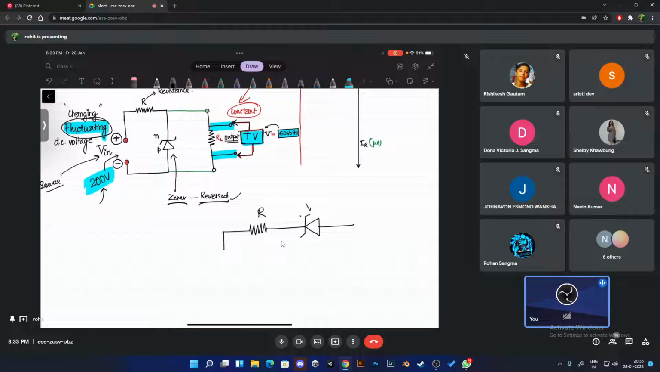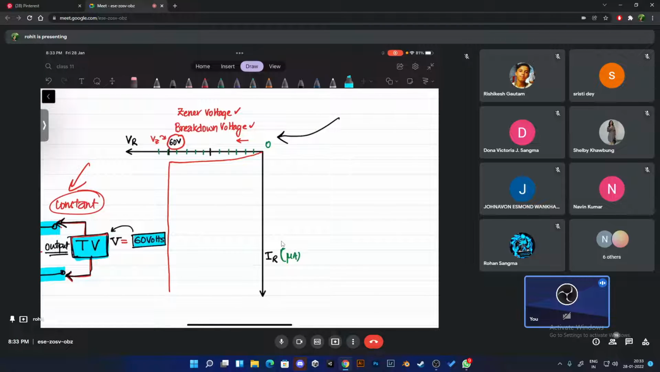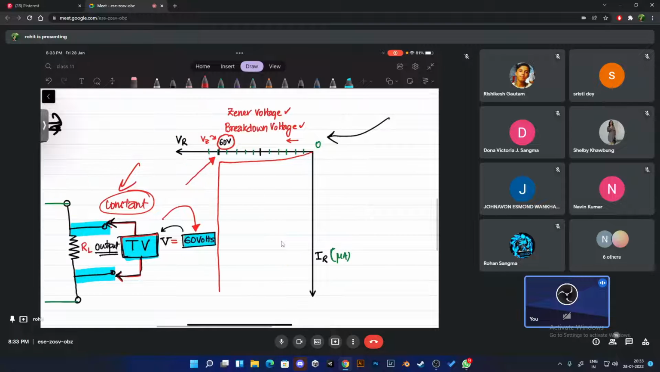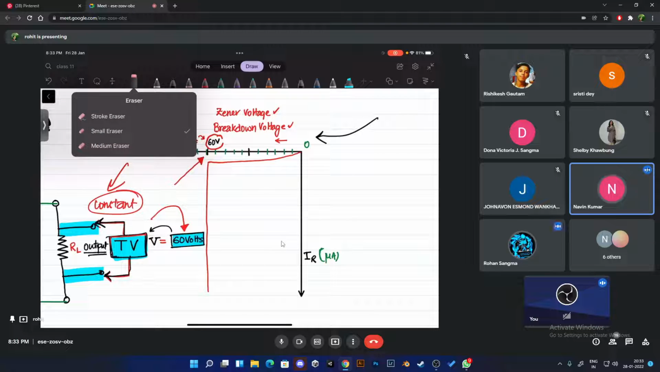Okay, this is R. This is your, not VZ, sorry, this is your zener diode that I have taken. Look at this. This is your zener diode. And by the way, you have to also understand one thing. How much does your TV need? 60 volts. Look at the breakdown voltage. What is the breakdown voltage I have made for this zener diode? 60. And you will agree with me.